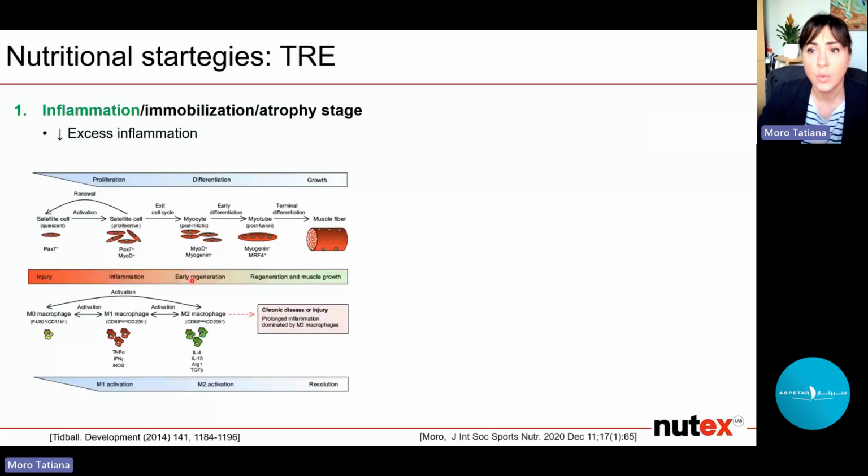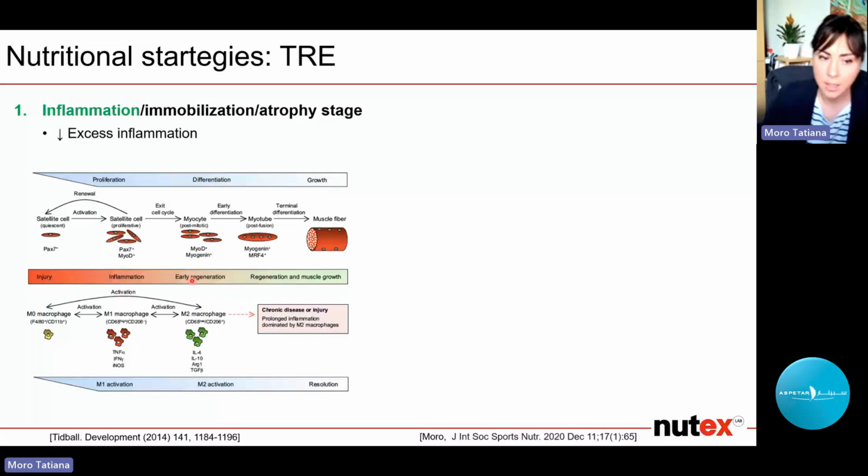So if we think of the role of the timing of nutrition in the first stage, of course, one of the goals is to reduce the excess of inflammation. But we have to remember that inflammation is a part of the healing process itself. So reducing the excess of inflammation is okay, but we need that minimal amount of inflammation in order to get the repair of our tissue. So completely deleting the inflammation is not good either.